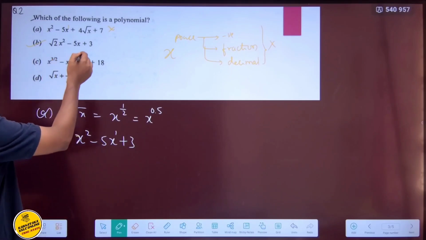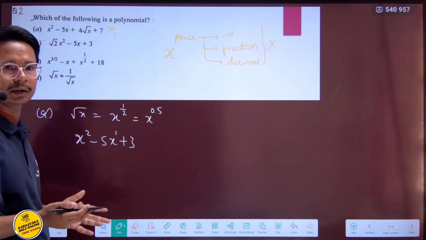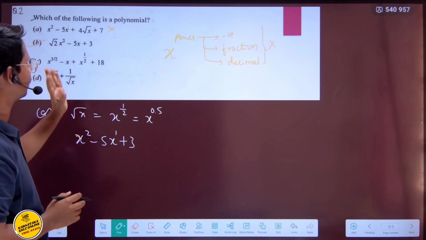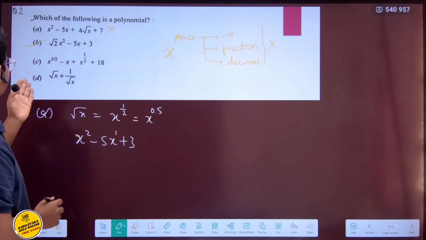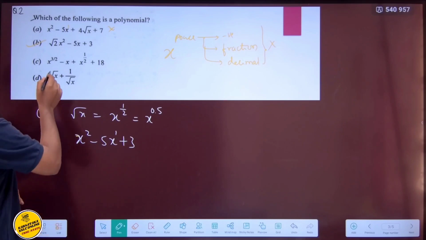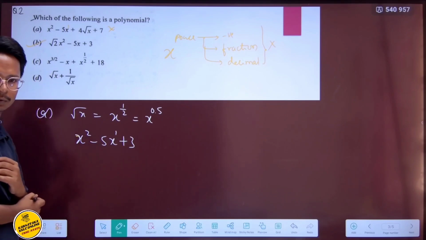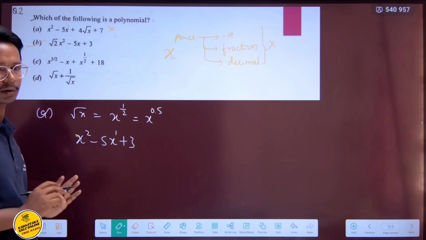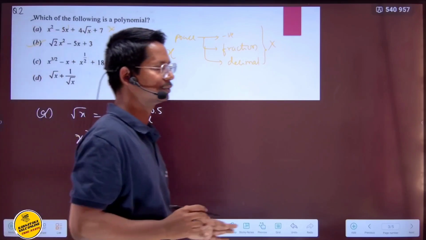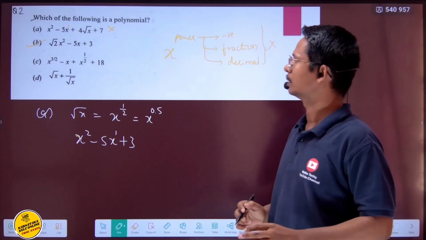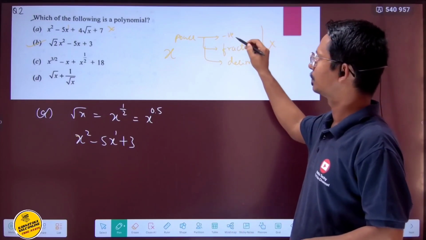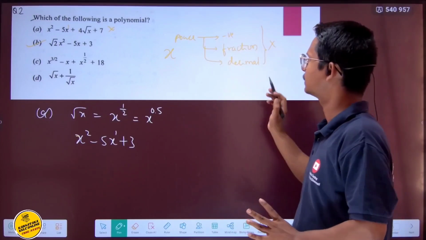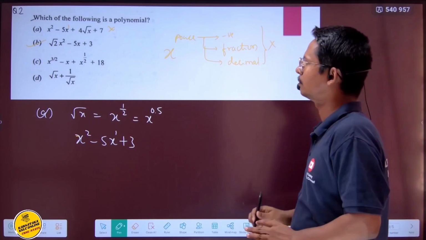And it is very obvious for option C. We have 3 by 2, 1 by 2, so they are in fraction form. If the power is in fraction form, they are not a polynomial. And even option D, you can see, root of x means 1 by 2, again a fraction. So A, C, D are not polynomials, only option B is a polynomial. You need to remember this: the power should not be negative, a decimal, or a fraction. Fine. Next one.